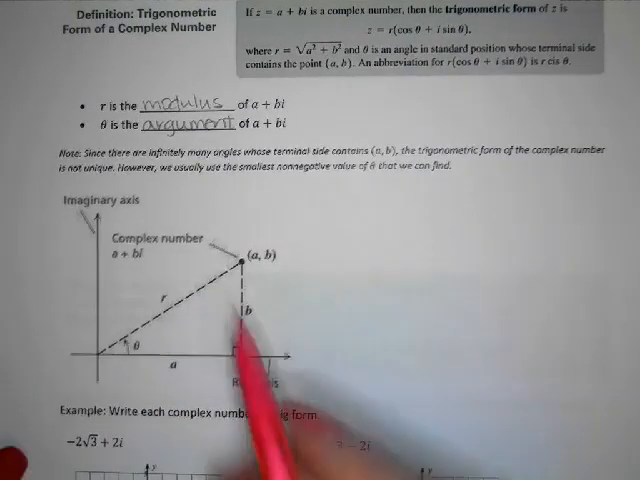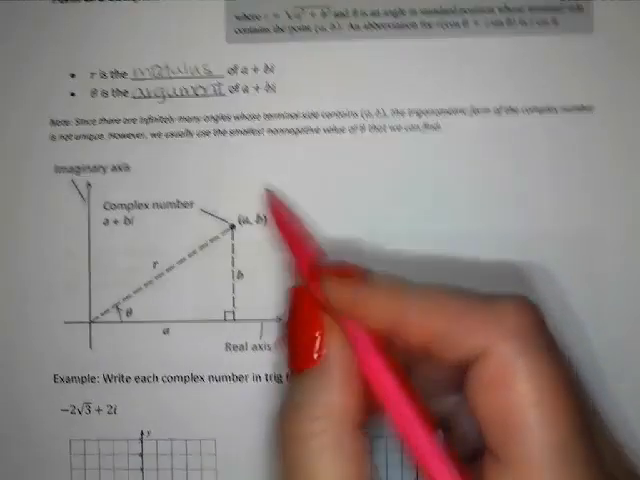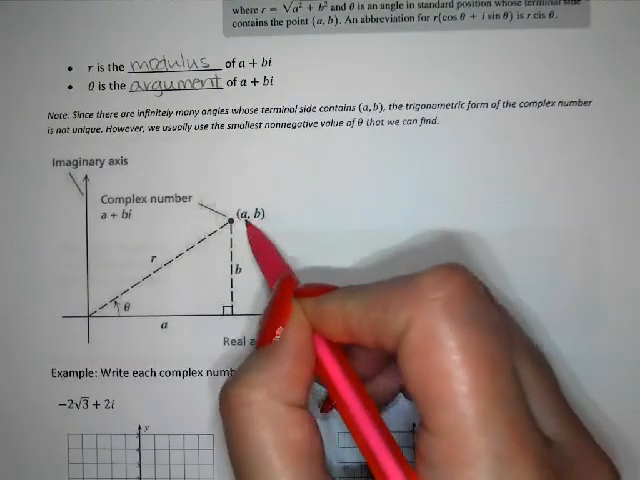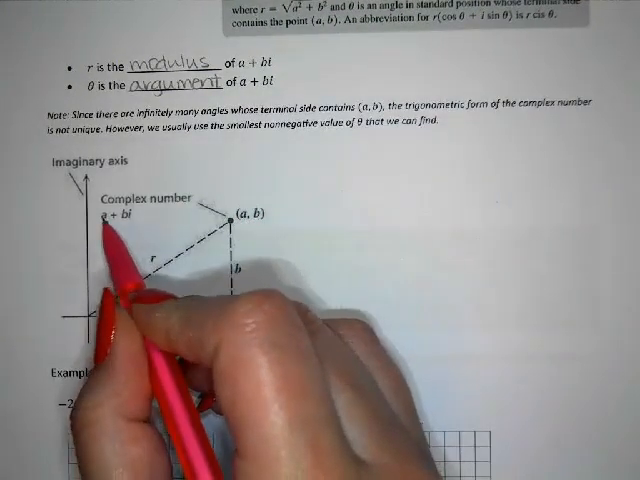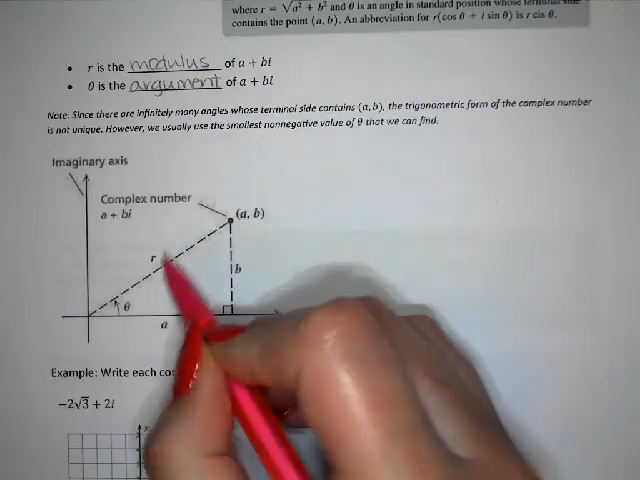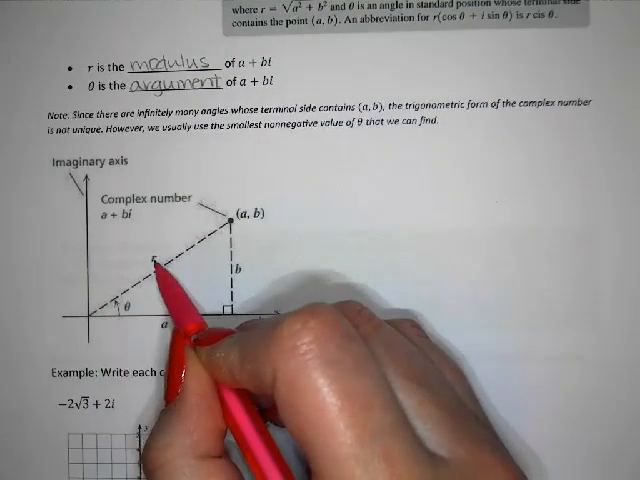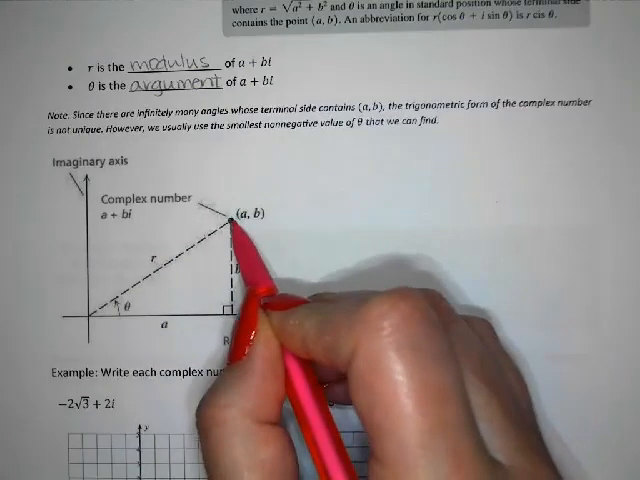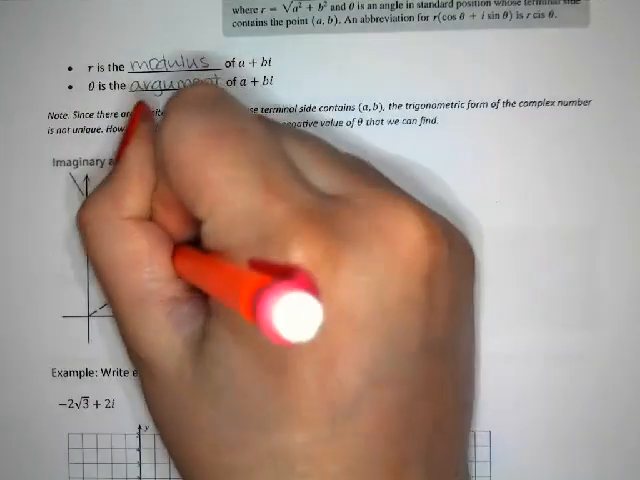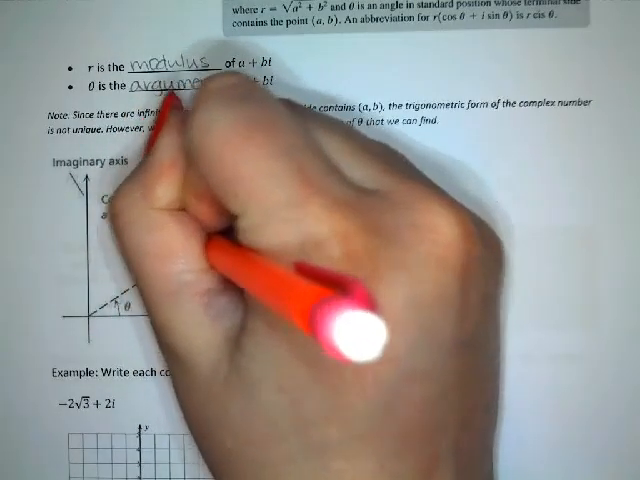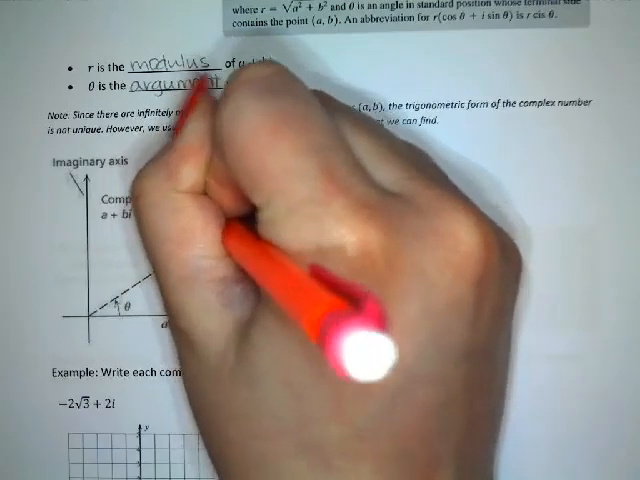All right, so here what they've done is they have graphed the point (a, b). This is representing the complex number a plus bi. And they've labeled r here. This is the modulus, which is the absolute value of this complex number. So I'm going to go ahead and label this in the picture. This is the absolute value of a plus bi, or the modulus.